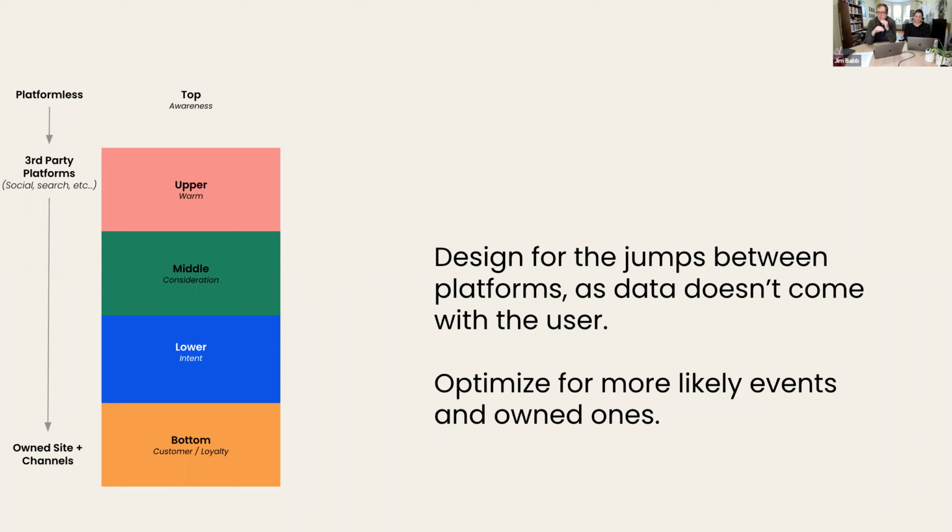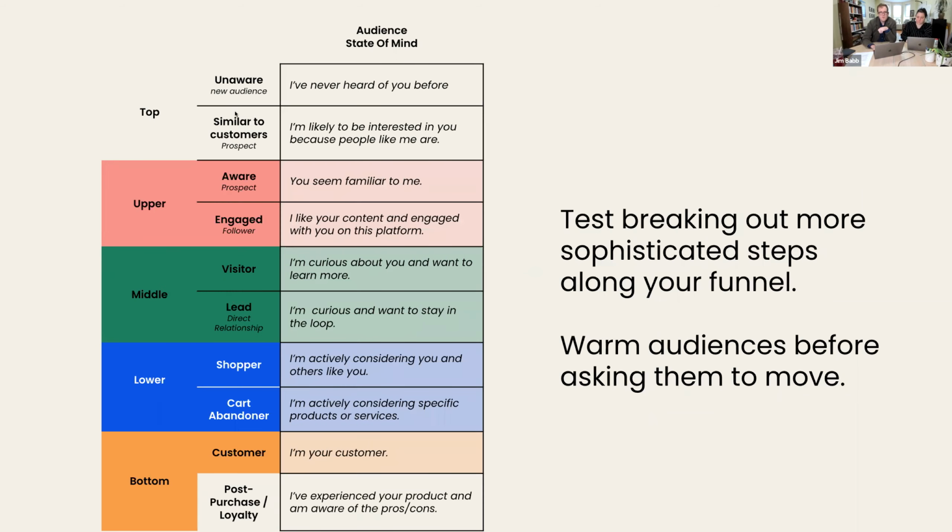Designing for those jumps between platforms is really important because that's where you lose data. So you have to have a way to collect data at each jump. The biggest jump we're saying is happening is where you go from a platform to more of an owned environment. We've come up with some names for these, going from unaware to similar to prospects, coming down to an aware person who knows your brand, is familiar with it, and is engaged. Again, I know this is super dense. Then you have a jump to your website, right? This is where someone's a visitor or a lead.